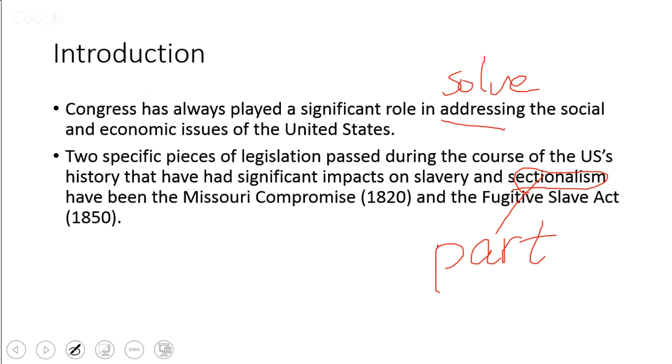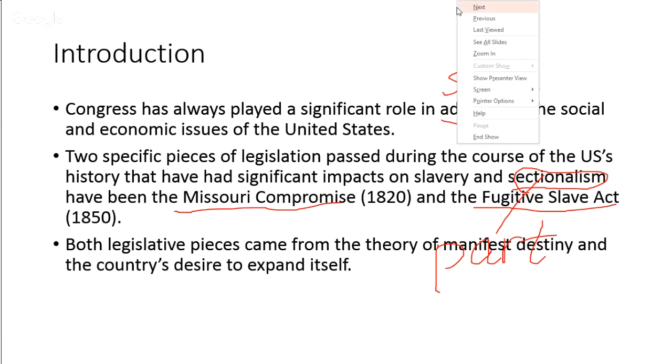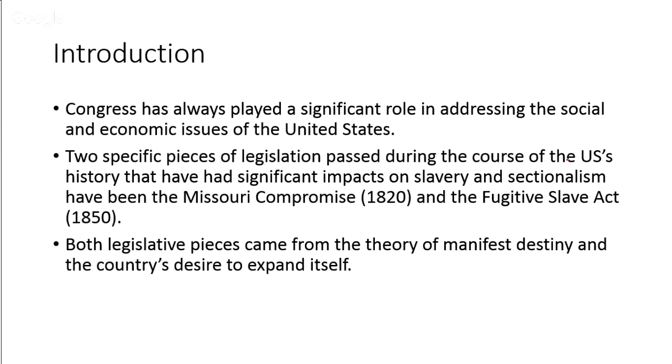So we're going to introduce the Missouri Compromise and the Fugitive Slave Act. Both legislative pieces came from the theory of manifest destiny and the country's desire to expand itself. Do you still remember manifest destiny? Yeah, I know you definitely remember. Manifest destiny is Americans believing that they were sent by God to expand their territory. All right, we are going to do body paragraph 1.